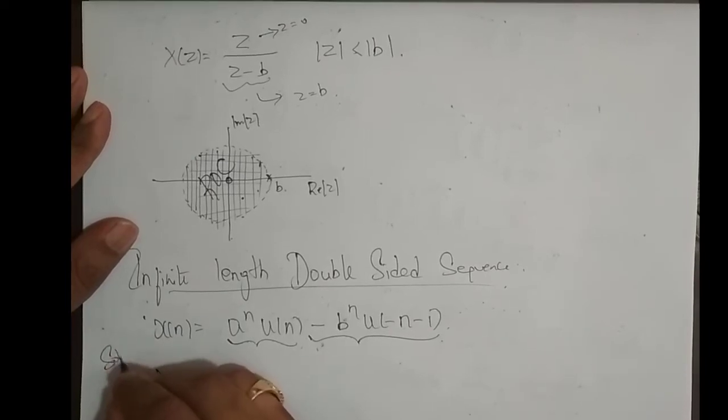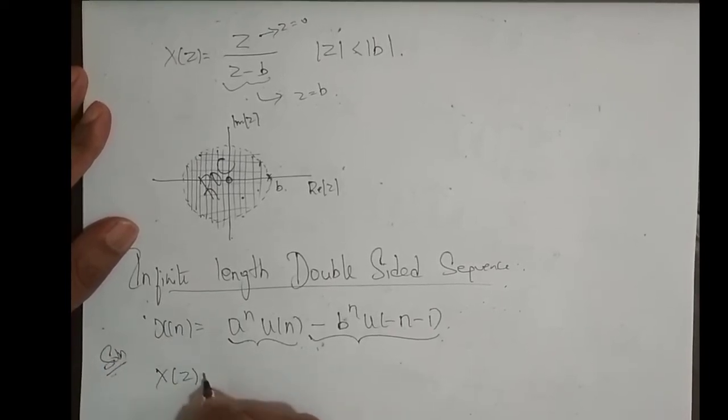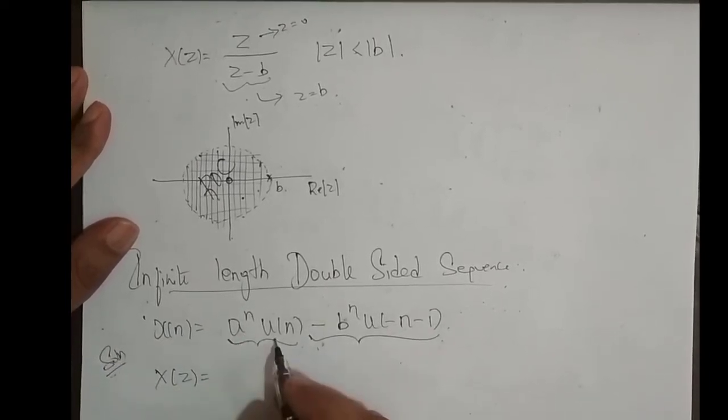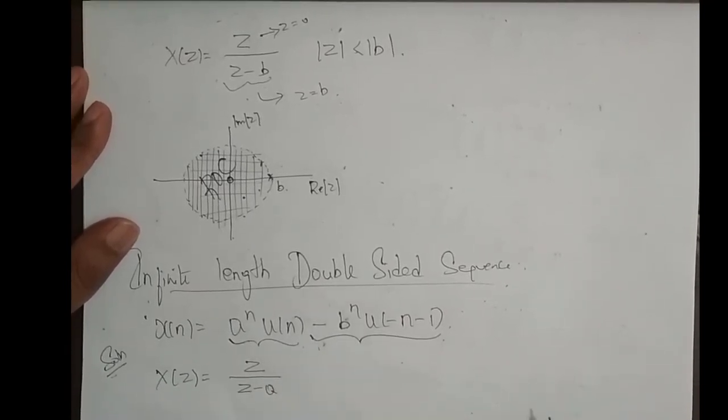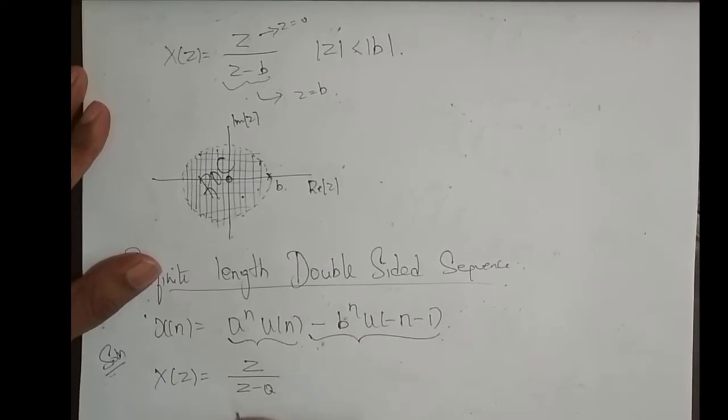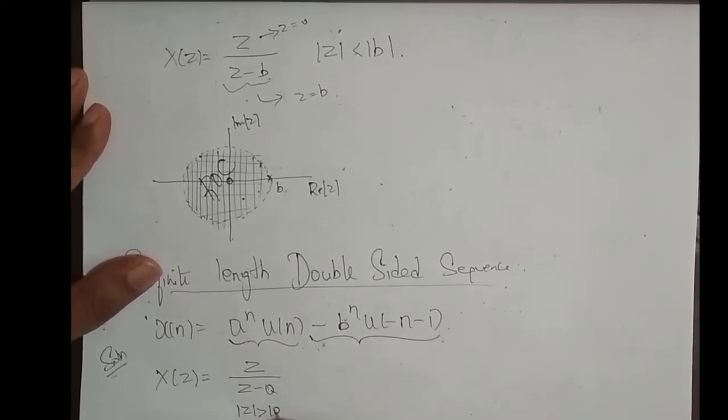So solution, what is the z transform of this? X of z is equal to, what is the z transform of a power n u of n? This is nothing but z divided by z minus a, right? And what was this ROC? Magnitude of z is greater than magnitude of a, the ROC of this sequence, right?